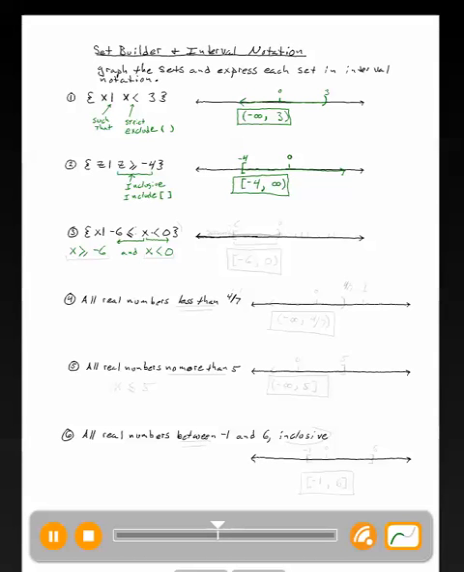So, if I first mark 0 on the number line, and let's start with our first condition here. This says x is greater than or equal to -6. So we'll put -6 here. And since it's greater than, we're going to go to the right.